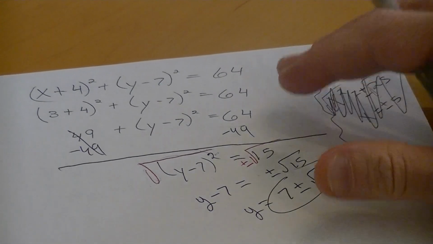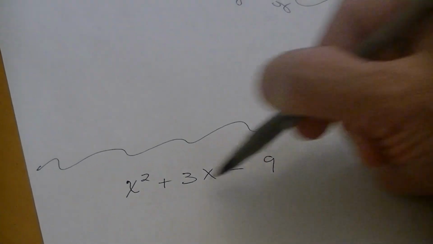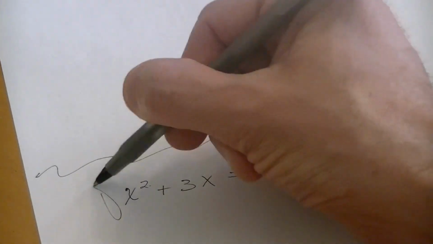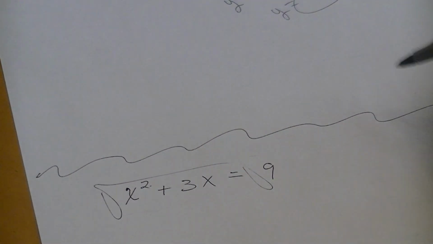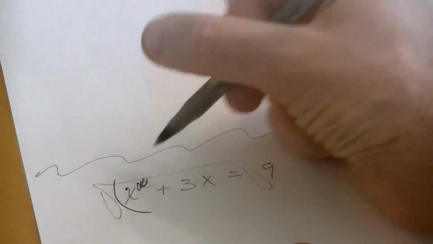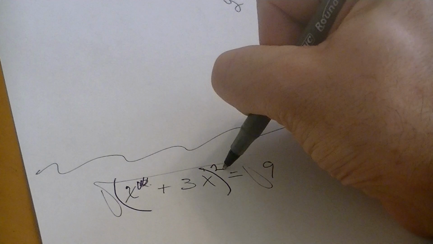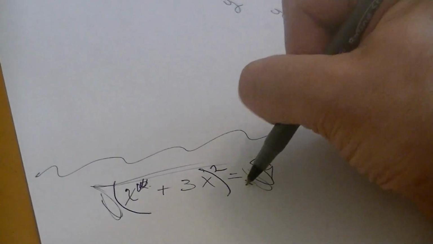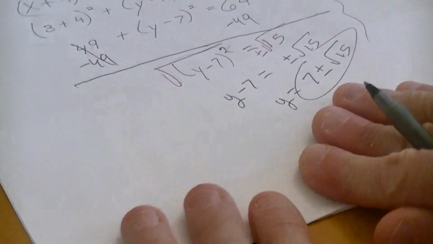So I do want to stress this trick of square rooting both sides of the equation only works in special circumstances. I would not be able to do it on this equation. I would not be able to say, oh, I want to get rid of this square, I'll just square root both sides. It only works if you have the entire side of the equation as a group being squared. Then you can square root both sides.